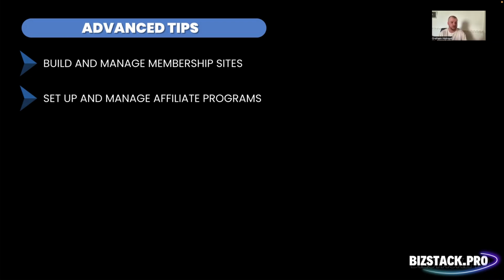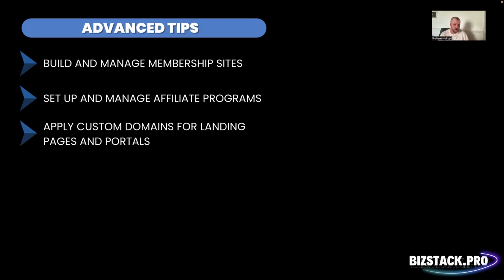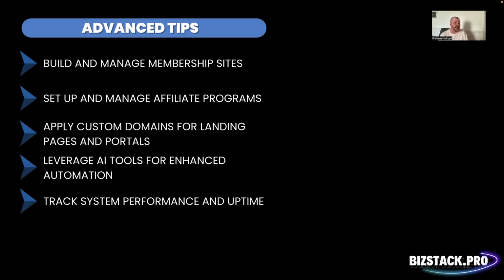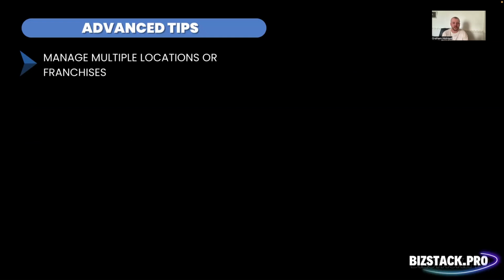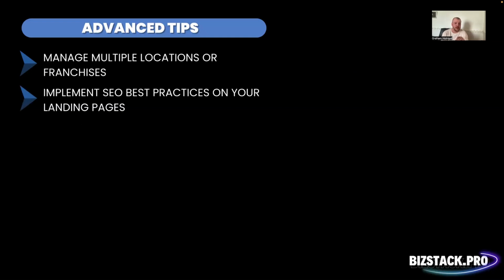So if you have a product that you've created, whether it's digital or physical or whatever the case may be, create an affiliate program inside of BizStack.Pro so you can start recruiting affiliates and getting the word out there for your product. Apply custom domains for landing pages and portals. Leverage AI tools for enhanced automation. Track system performance and uptime. Use advanced reporting for deeper insights. Manage multiple locations or franchises.